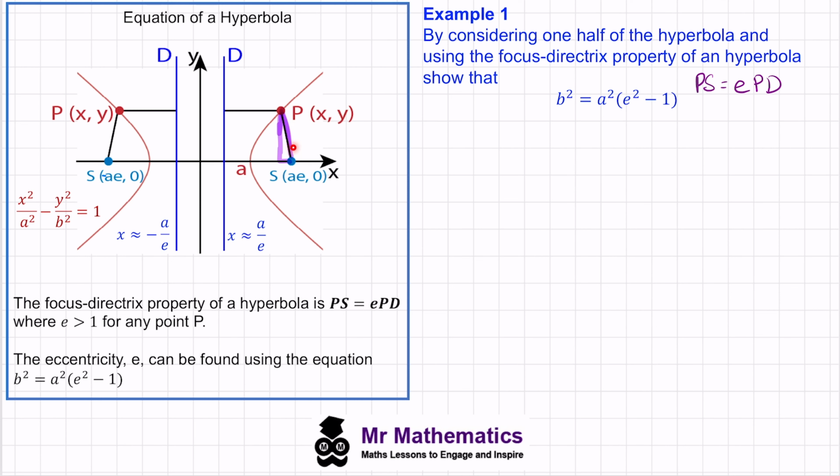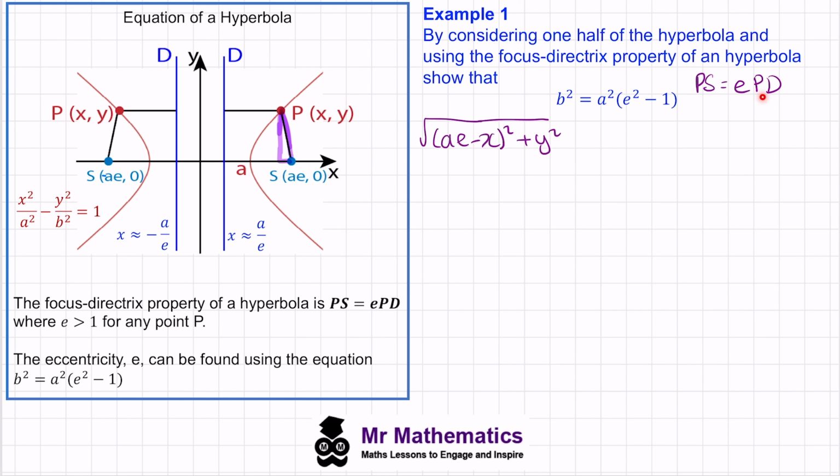So to work out the length PS, we can work out this length, which will be the x value at the focus point, ae, minus the x value at the point, so ae minus x. And the perpendicular height of our point will be the y value. So PS then will be the square root of (ae minus x) all squared plus y squared.